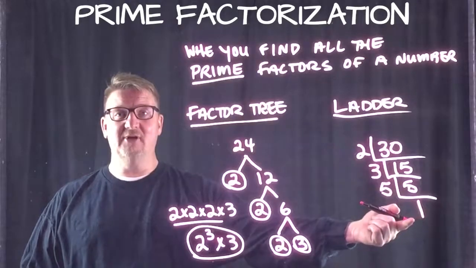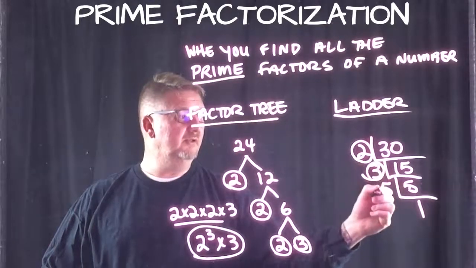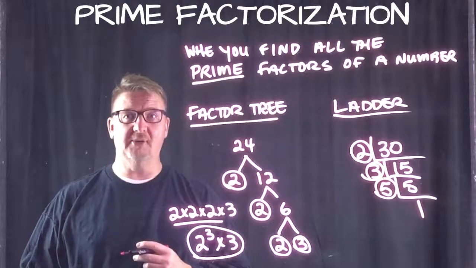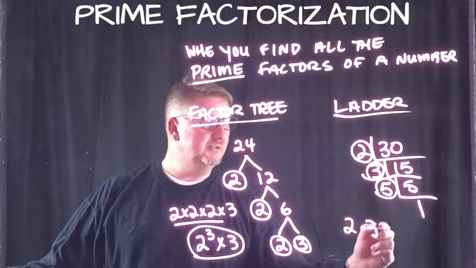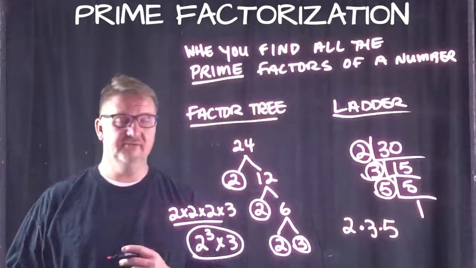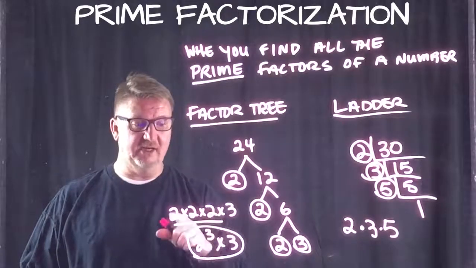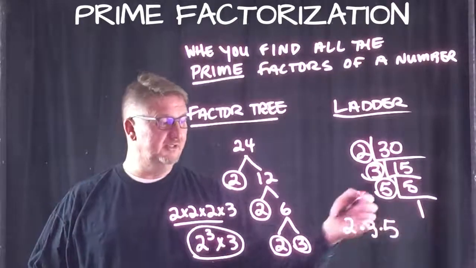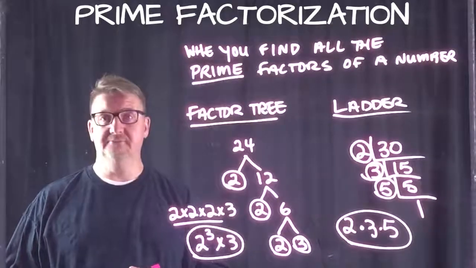Once I get down here to the very bottom and I have a 1, I'm finished. The numbers over here on the left are all prime numbers. I can rewrite it saying 2 times 3 times 5, and that's my answer. I don't have any repeated multiplication that I can rewrite as an exponent, so this is the prime factorization of 30. Okay?